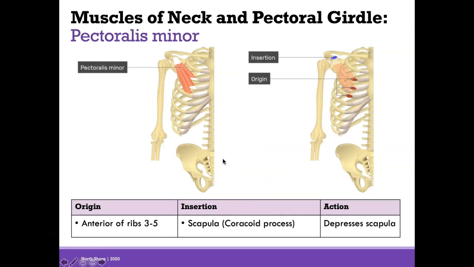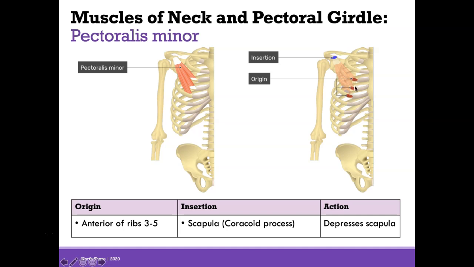After we elevate our scapula, we might have to depress it, bring it back down. And the muscle that does that is the pectoralis minor. The pectoralis minor originates on the anterior ribs 3 through 5. Anterior ribs 3, 4, and 5 are where the pectoralis minor originates.